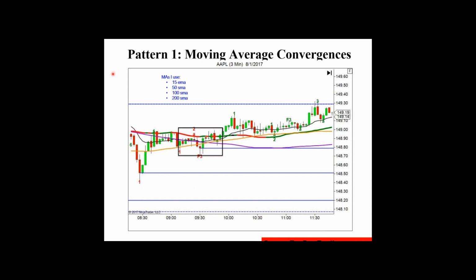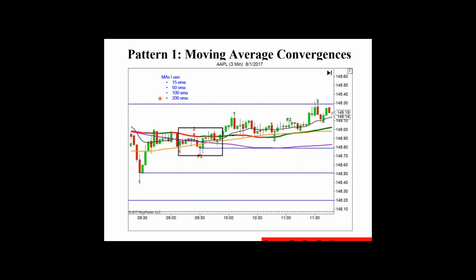Okay, so let's show you these three very clear techniques based on technical analysis. There's more, but today we're going to cover three. So pattern one is called moving averages convergences. Here are the moving averages I use: the 15 EMA, 50 SMA, 100 SMA, and 200 SMA.